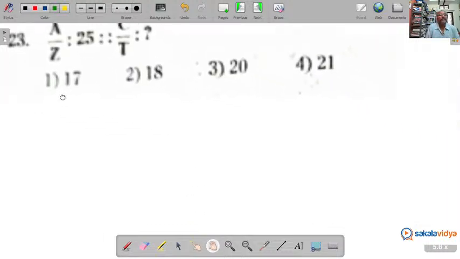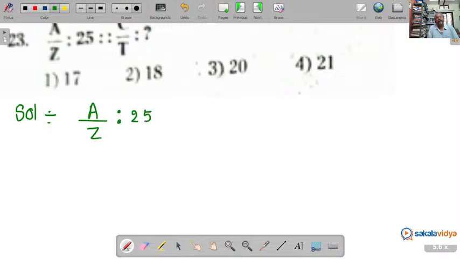23rd is very important. A upon Z is related to the 25. In the same manner, C by T is related to what? See, my dear students, you need to remember the coding letters now.